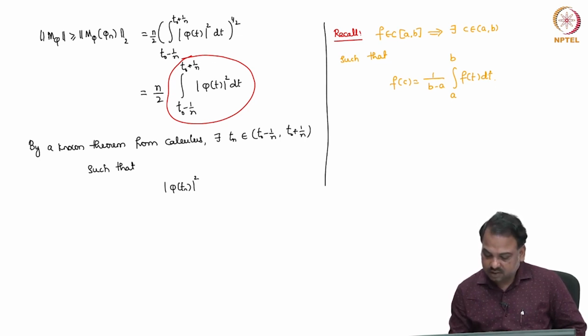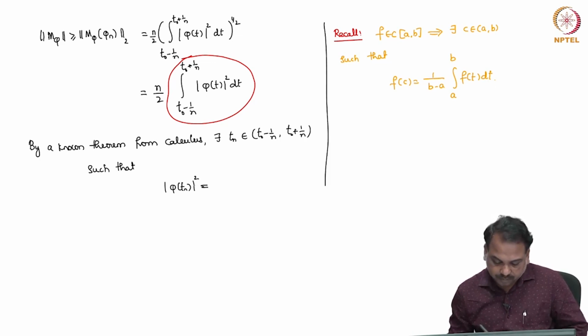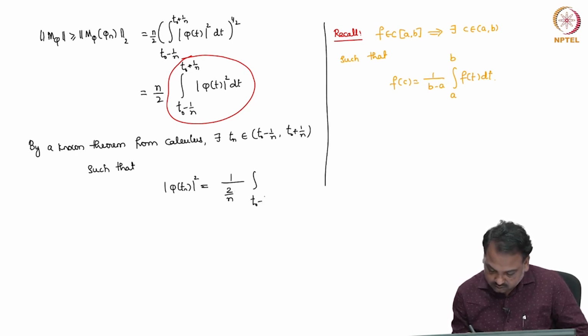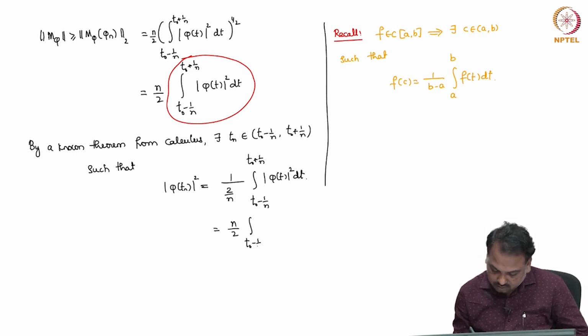So there exists a tn in this interval such that f of t, which is nothing but mod phi of t square, at tn is, when you apply this result, 1 by the length of the interval. Here the length of the interval is 2 by n. So this is 1 by 2 by n multiplied by the integral from t naught minus 1 by n to t naught plus 1 by n of mod phi of t square dt. So this is nothing but n by 2 times the integral from t naught minus 1 by n to t naught plus 1 by n of mod phi of t square dt.